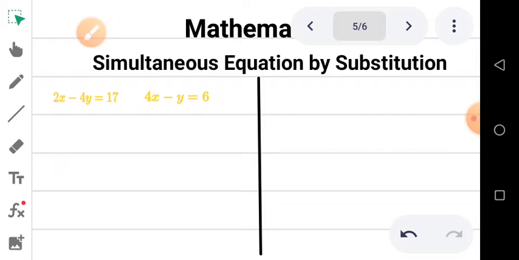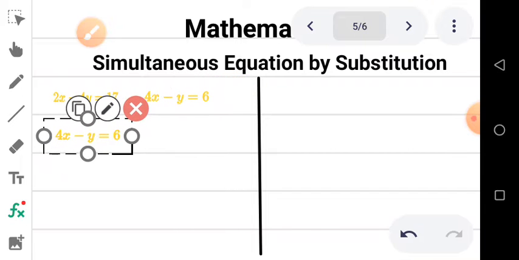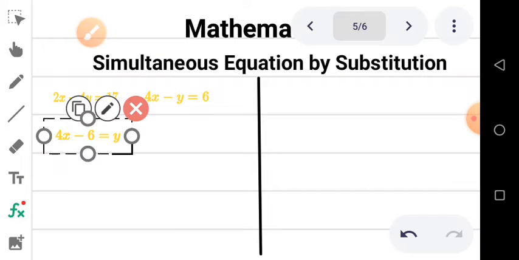To make y the subject, and to make it easy for us, we simply bring this y to the other side, and then we bring the 6 to the other side. So the y will become positive and the 6 will become negative. I'll just do that now so you see how it's been done. So we have 4x minus 6 equals y.